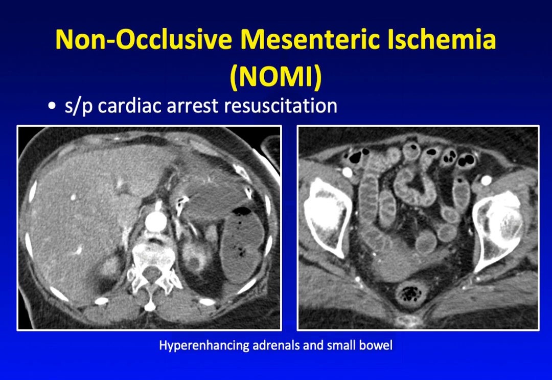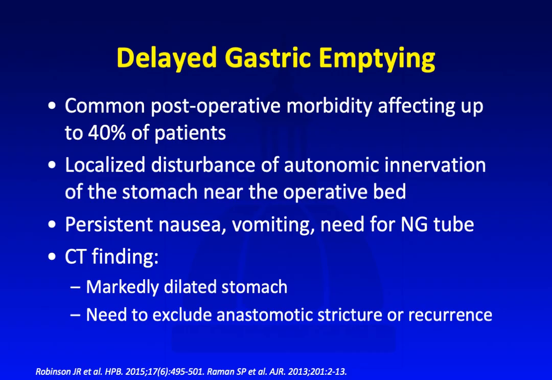Another common postoperative morbidity following Whipple resection or other pancreatic surgery is delayed gastric emptying, and that can affect up to 40% of the patients. It is due to localized disturbance of autonomic innervation of the stomach near the operative bed. Patients usually have persistent nausea, vomiting, or need for NG tube decompression.